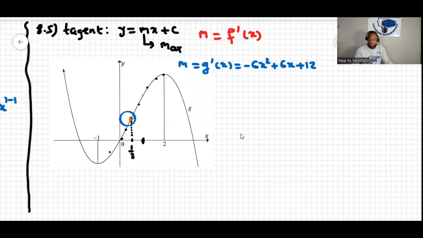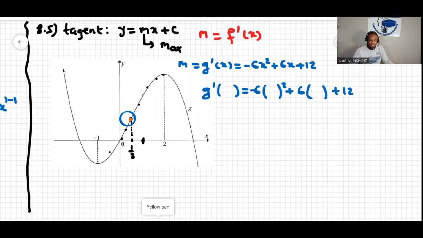Plus 12. Now, at the point that x is equal to a half, this is where we get the maximum gradient. So we're going to work out g prime of a half, which means wherever we see x, we're going to substitute by a half. So I'm gonna sub in a half here, a half there also. And then this would be equal to negative 6/4 plus 3 plus 12.